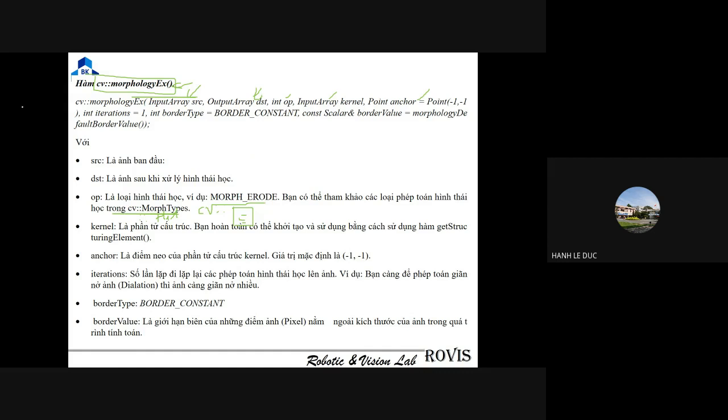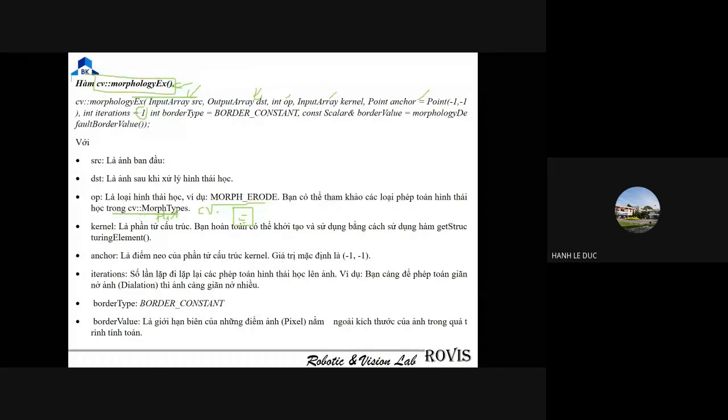And this is the iteration. You just leave this as the default, we just want to do one iteration. And for the border types, you have to look at the header, but this one is default too.